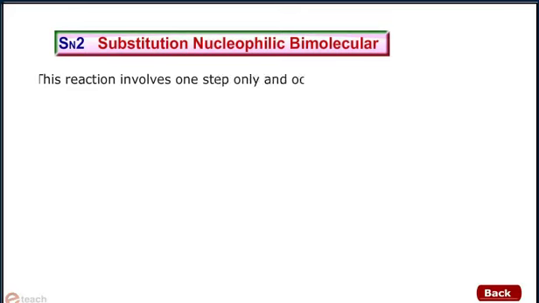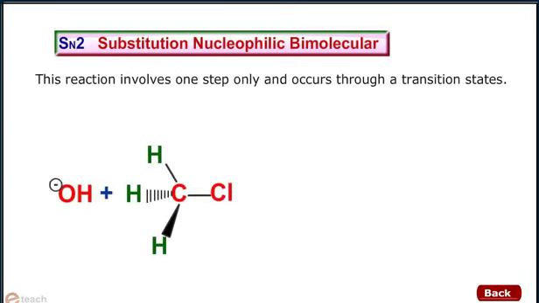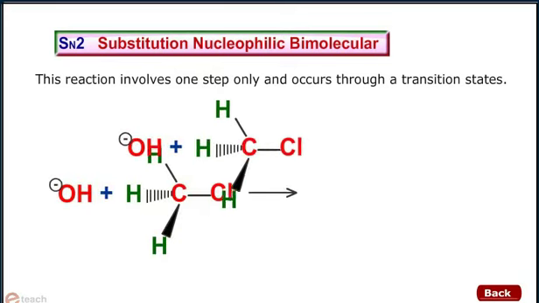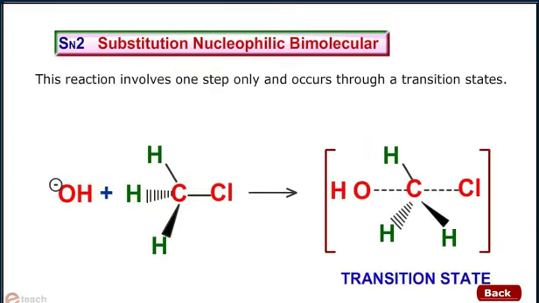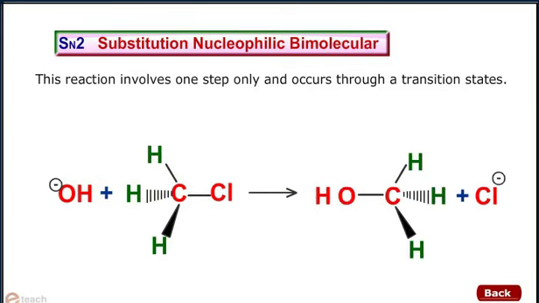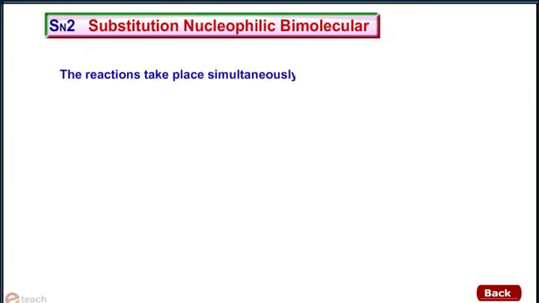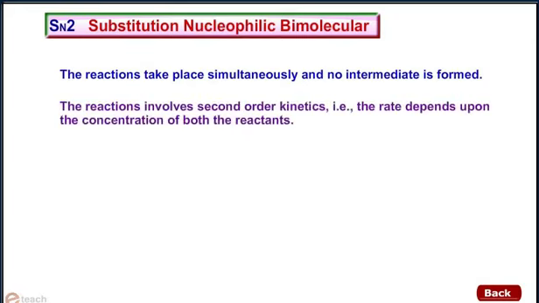This reaction involves one step only and occurs through a transition state. OH- plus CH3Cl gives CH3OH plus Cl-. The reaction takes place simultaneously and no intermediate is found. The reaction involves second-order kinetics. That is, the rate depends upon the concentration of both the reactants.